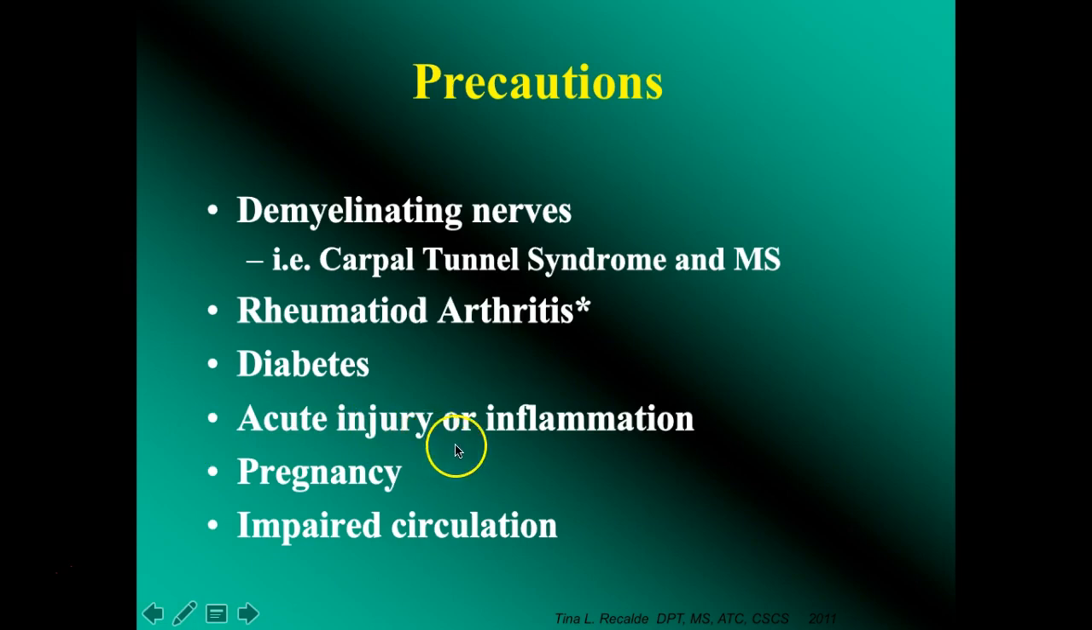We already talked about the acute injury inflammation. There are going to be times when you can use heat as a precaution. It just depends on where it's at. You might not be doing it directly to that area, but the area around it. Talked about pregnancy. The precaution would be that you can use it somewhere other than that abdomen or low back area, that pelvic area.